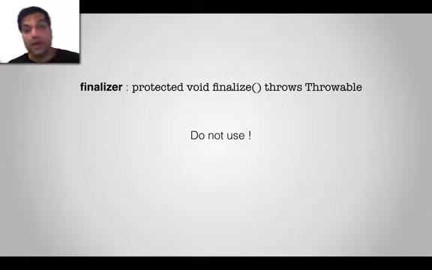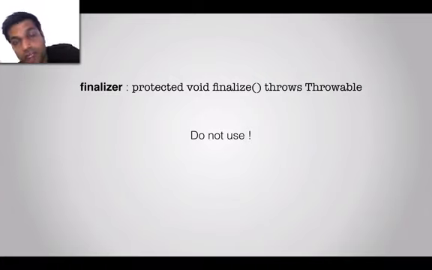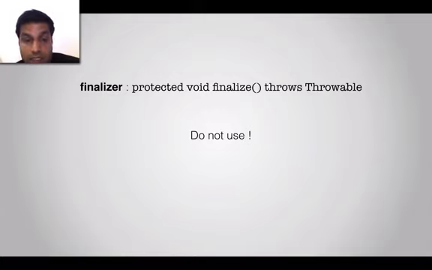So let's step back here and talk about some things that the JVM provides. In the Java language specification, there is something called a finalizer. A finalizer is basically a method that is guaranteed to be called when the object gets garbage collected. So there is this method called the protected void finalize method that can throw an exception. That method is guaranteed to be called when garbage collection happens on your object.